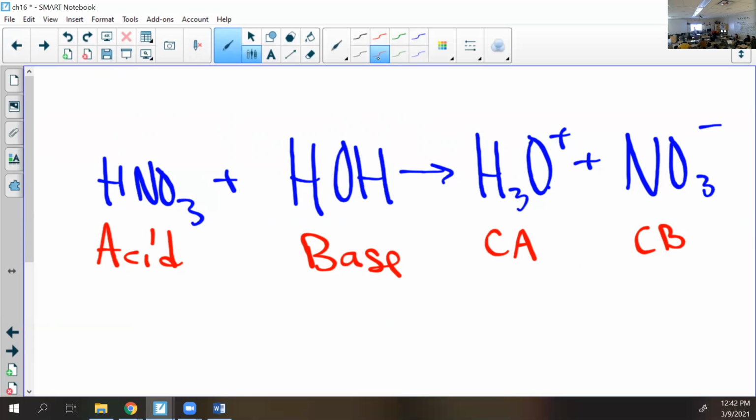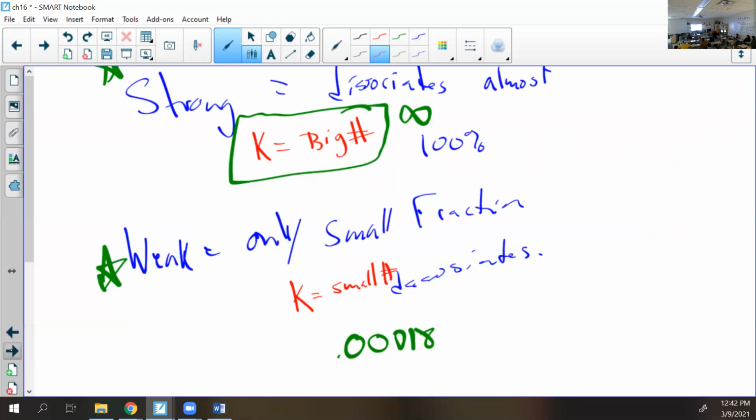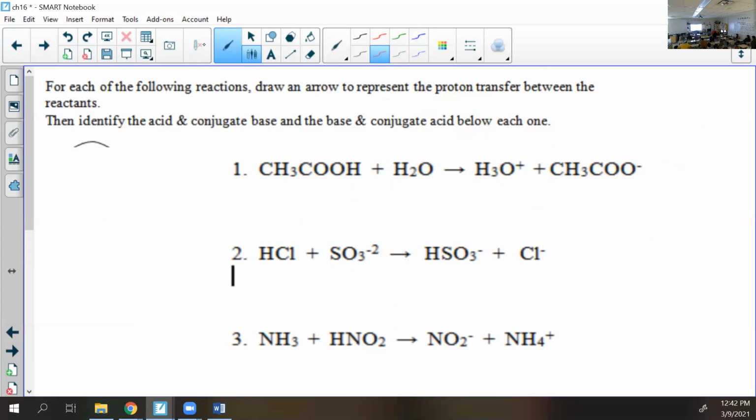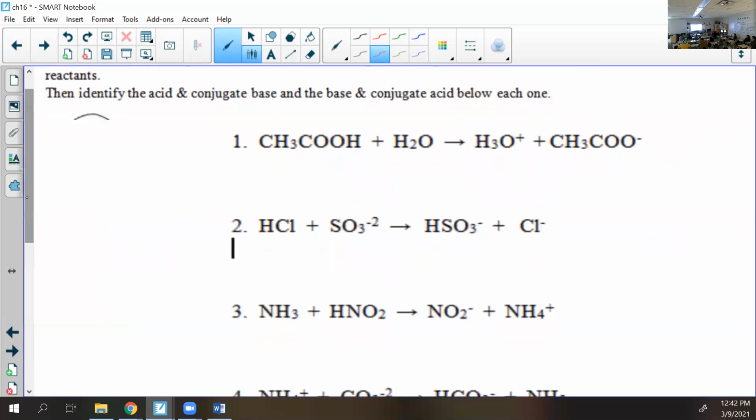I'm asking for a replacement. Oh, that's not what I want. Here we go. This is what I'm asking for, the same thing on these 3 problems. I'm looking for the acid, the base, the conjugate base, the conjugate acid. Ready, go.